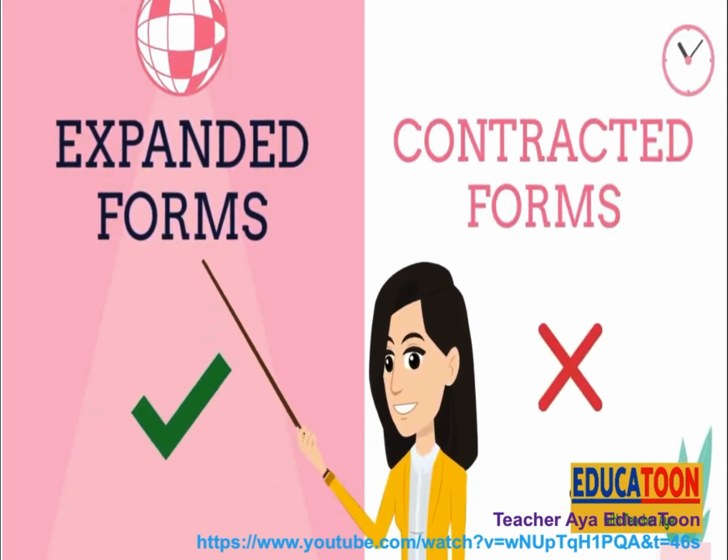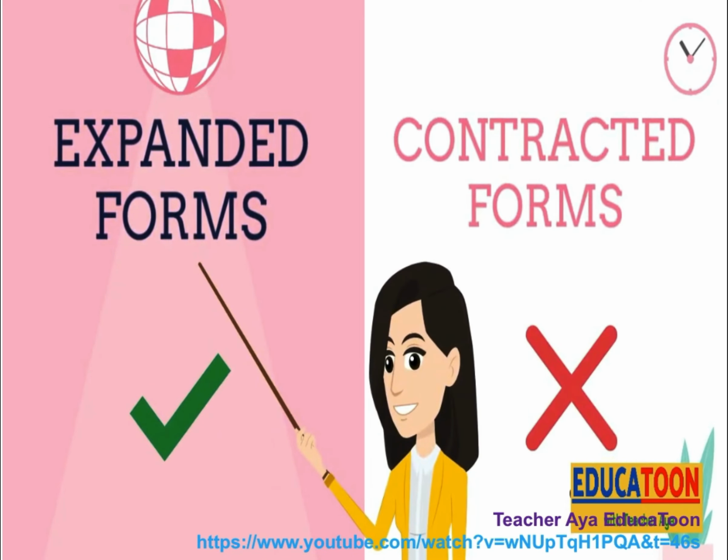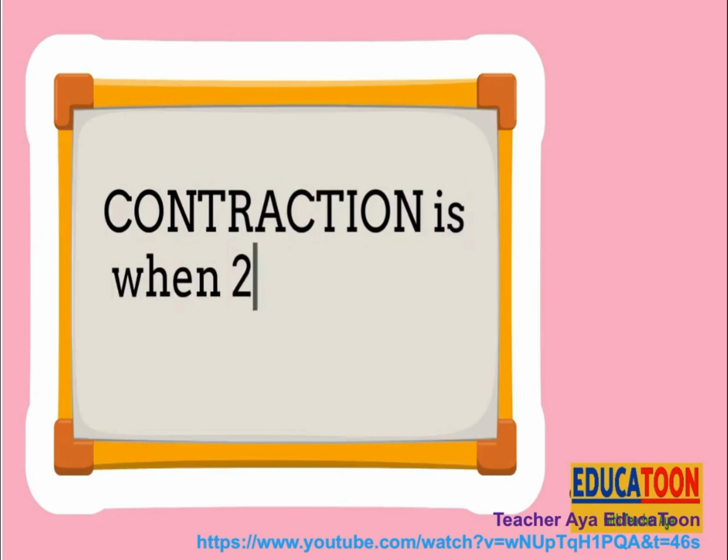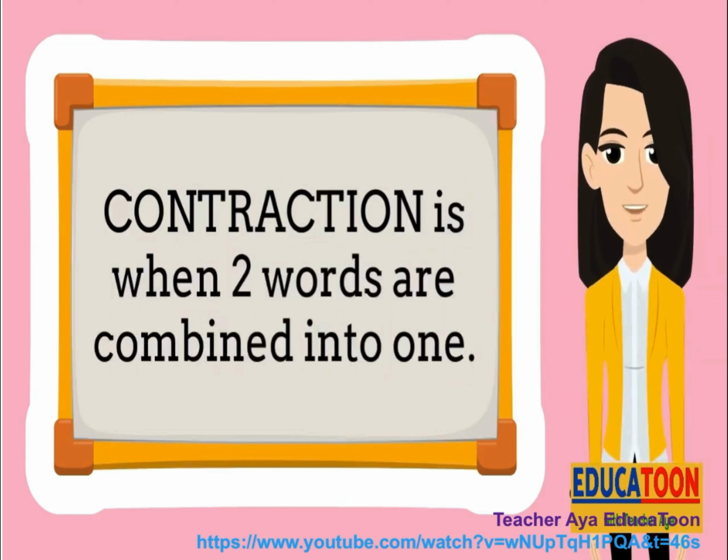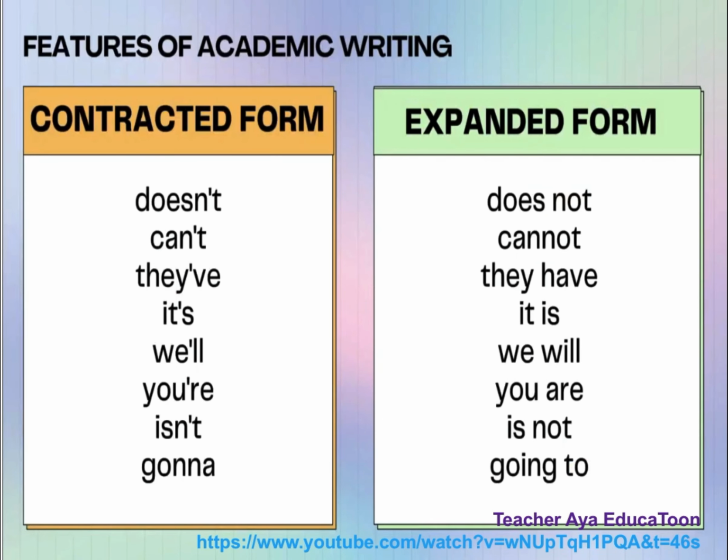To make your writing formal, choose expanded forms over contracted forms. Contraction is when two words are combined into one. Instead of omitting letters and replacing them by apostrophe, it is more formal to spell it out or use the expanded form.